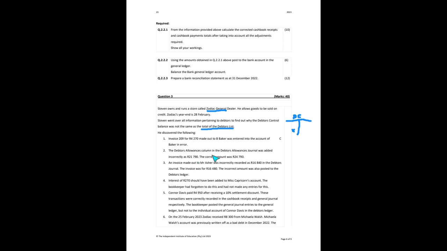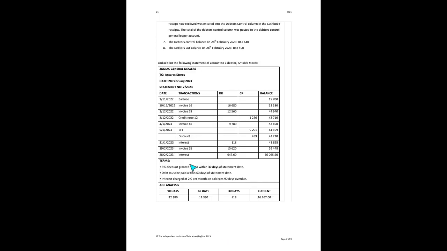So we've got a customer, B. Baker, and Mr. Asher, and Miss Capricorn, and all the rest of it. And then they're telling us that the debtors control balance, so that's the general ledger balance at the end of Feb, was 42,640. And the debtors list balance at the end of February was 48,490. So you can see there's a difference between those two.